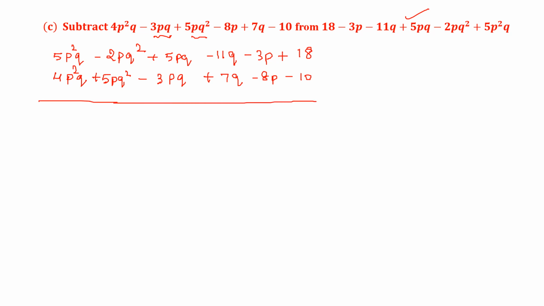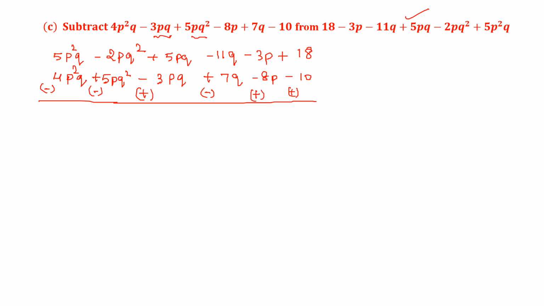Now I have to change the sign of each term of the second expression. So plus will become minus. This plus also becomes minus. This minus 3pq will become plus. Plus 7q will become minus 7q. Minus 8p will be plus 8p and minus 10 will be plus 10.